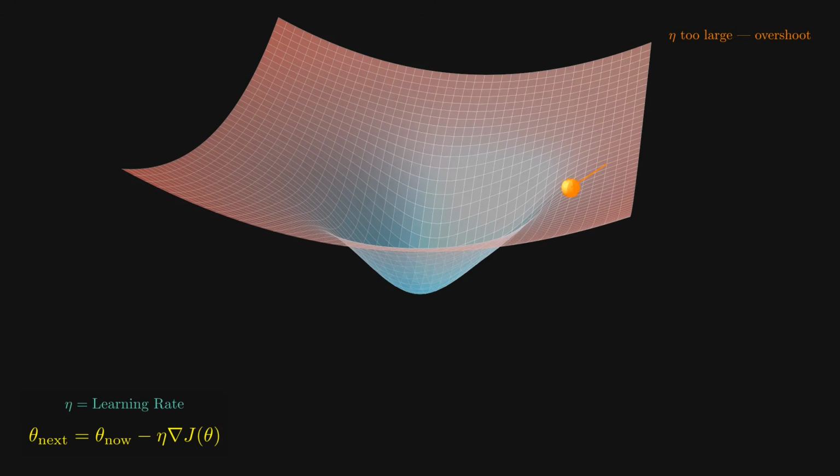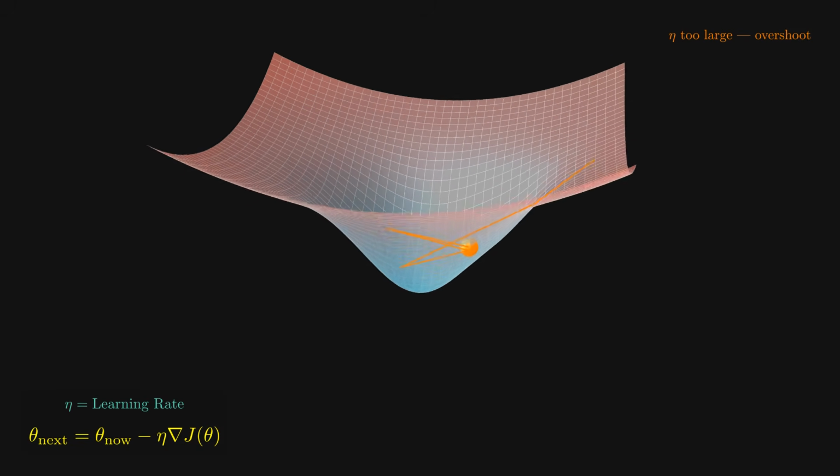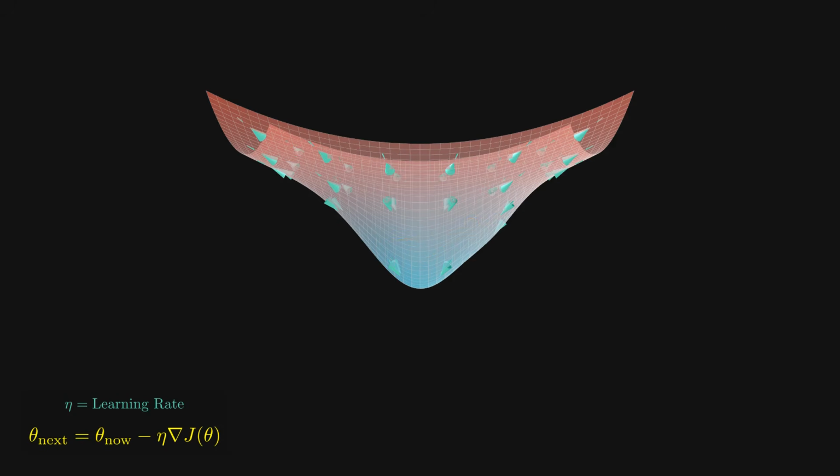Now increase eta aggressively. The ball leaps over the valley entirely, landing on the opposite slope. Then it overcompensates back. The mathematical pain actually increases. We are bouncing across the surface, never converging. But the landscape is not a set of discrete cliffs. It is a continuous field of forces pulling the model toward the minimum at every single point simultaneously. Every arrow on this surface points downhill, toward the lowest blue valley.